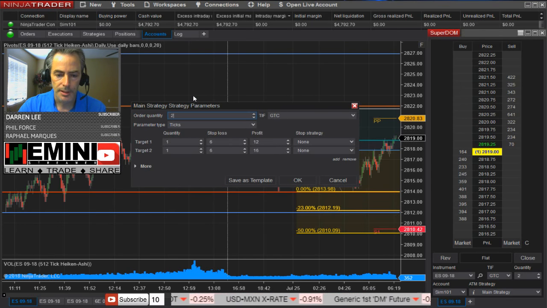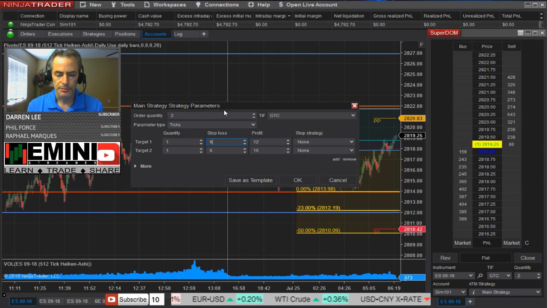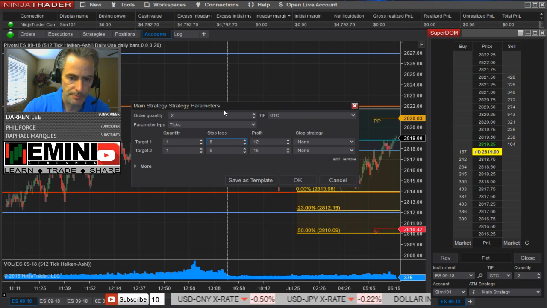We'll be trading 2 contracts. The reason for that is just to practice using multiple price targets. Our first target is set at 12 ticks, second one at 16 ticks, but we'll adjust those as needed based on the targets that the fibs are showing. And we're using a 6-tick stop loss, $5,000 account. 6 ticks would be $150 with 2 contracts, which puts you right around, I believe, the 2 to 3% range for your risk.